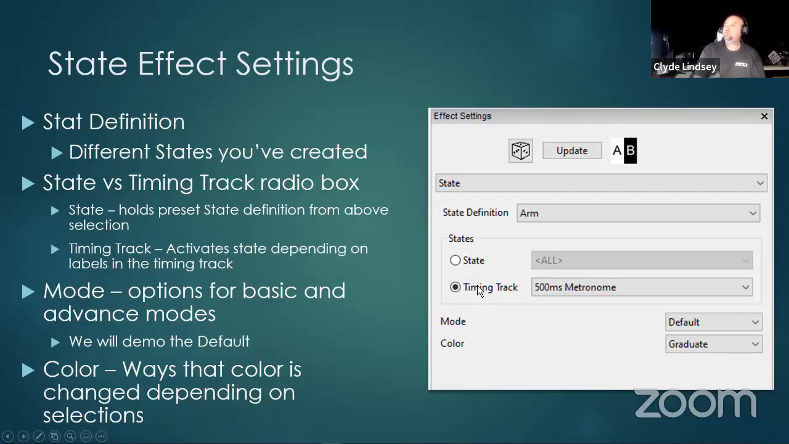However, if you have something that you want to work with a timing track, you select the timing track radio box. And in this instance, I had a timing track with this name in it, and it allowed me to select it because it was available. Then there's a couple different modes.